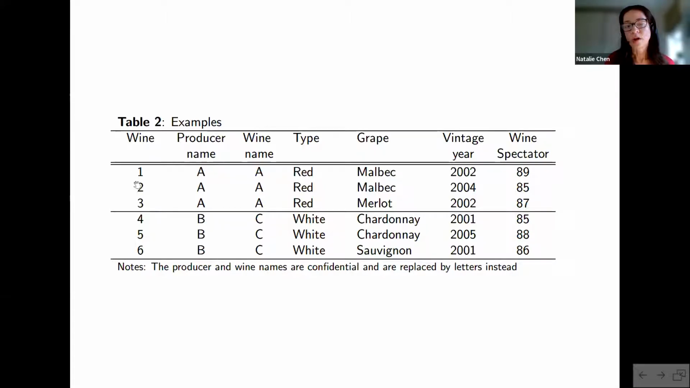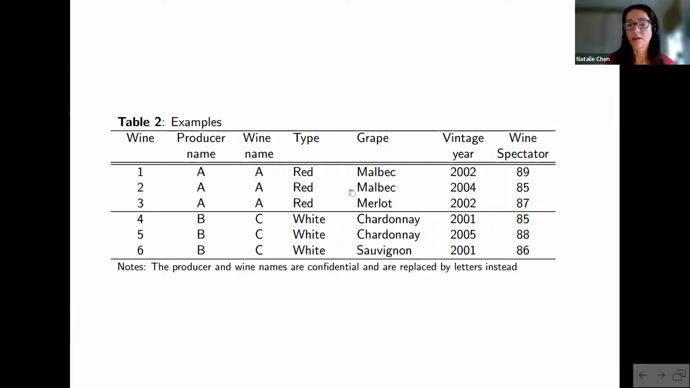First you can see that wines 1 and 2 are both produced by the same winemaker. They have the same name. They are both red. They have the same grape, but they have a different vintage year. The first one is produced in 2002. The other one is produced in 2004. Now, if you look at the Wine Spectator quality rating, the two wines also have a different quality. If you look instead at wine 1 and wine 3, they are also produced by the same producer. They have the same name.